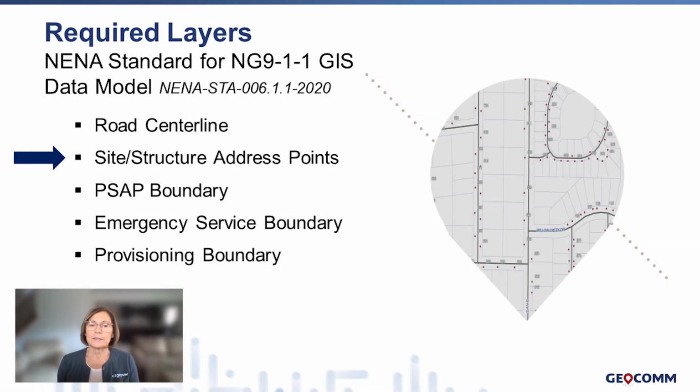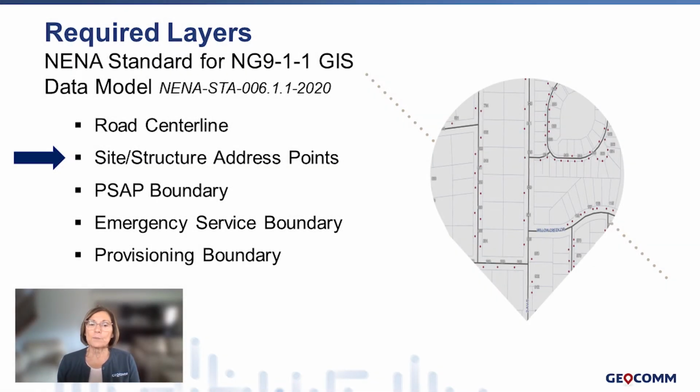The question we're talking about today is why is the site structure address point data included in the required layers for Next Generation 911? Well, actually, in earlier drafts of the NENA standard, it was not included in the list. But after a lot of discussion, it was determined that it should be moved up and work in conjunction with the road centerline data. Now, let's take a look at that list.